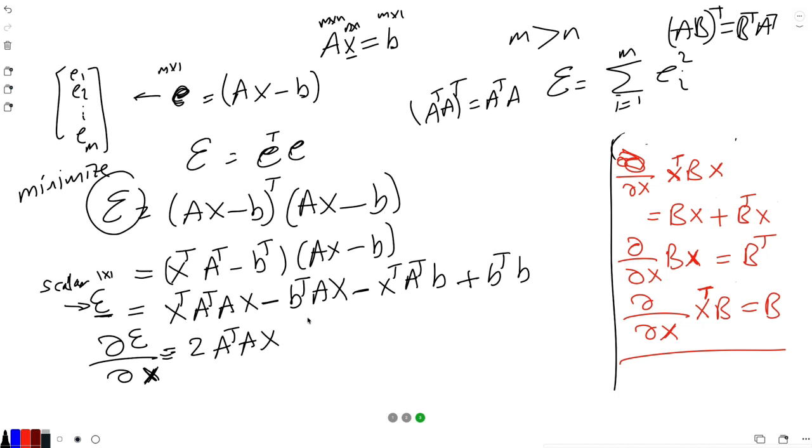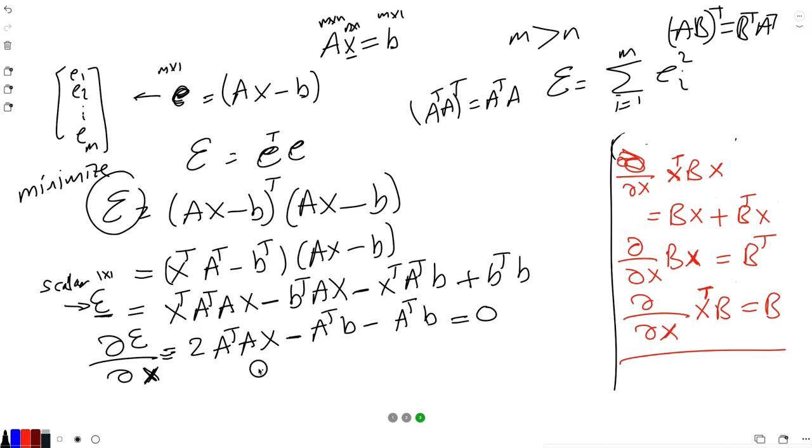The same will be done for the other terms. So minus, we differentiate B transpose times A. Assume that B transpose times A is like B. The differentiation of BX is equal to B transpose, so you take the transpose for this one, and it becomes minus A transpose times B. And this one is like X transpose B, whose differentiation is equal to B, so it will be minus A transpose B. And the differentiation of B transpose times B is equal to 0 because it is not a function of X, since we are taking the differentiation with respect to vector X. And this should be 0.